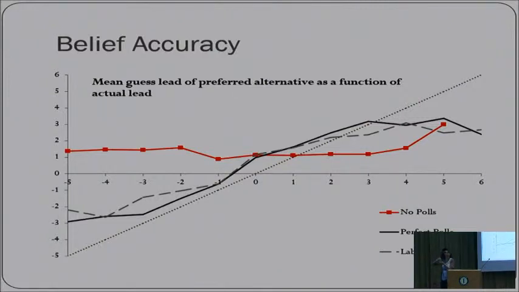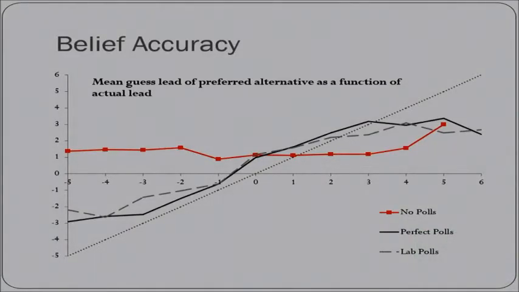So if they had perfect beliefs, we would expect to see the 45-degree line. What we see here is something which is not perfectly the 45-degree line, especially with no polls. No polls is a situation where they don't know anything but their own preferences, so it would be a miracle if they could predict the actual lead. But for the other two treatments, they're actually fairly close to the line, so they don't have completely screwed up beliefs here.